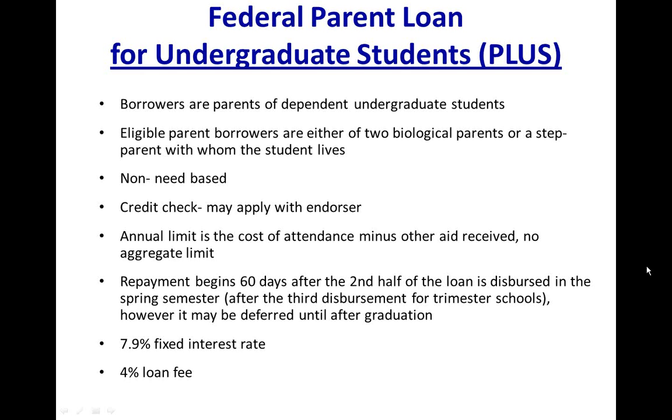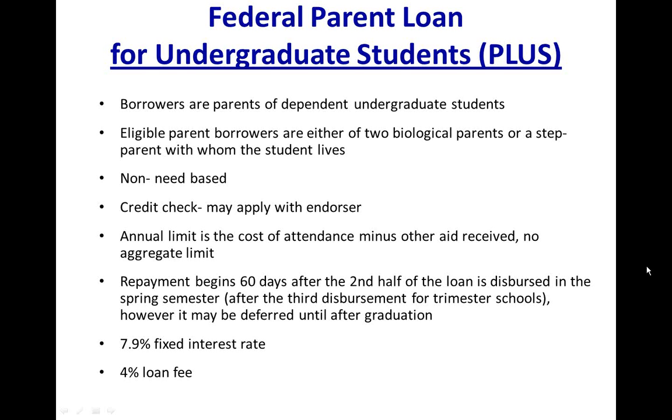So if you think back to our cost of attendance slide, this is what we're talking about when we say that the parents can borrow up to the full cost of attendance, including tuition, fees, room and board, and those estimated expenses for books and supplies and transportation and miscellaneous costs. The repayment on this loan begins 60 days after the second half of the loan is disbursed in the spring semester or after the third disbursement for a trimester school. However, it may be deferred until after graduation.